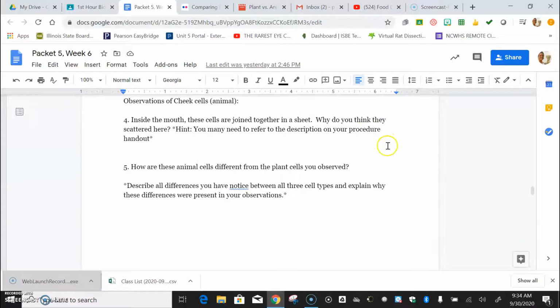Here, you can see that the cheek cells are more scattered, but your cheek cells normally come in a sheet. What do you think happened? If you were to scrape the inside of your mouth, what do you think it did to that sheet? Is basically what that's asking you.